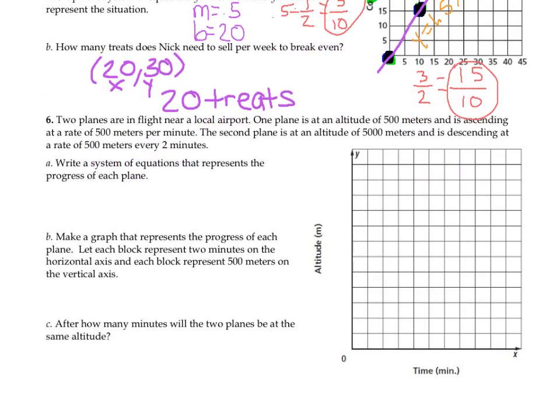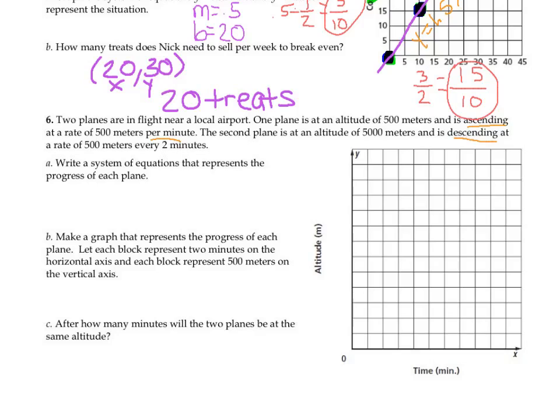Moving on to number 6, it tells us 2 planes are in a flight near a local airport. One plane is at an altitude of 500 meters and is ascending at a rate of 500 meters per minute. The second plane is at an altitude of 5,000 meters and is descending at a rate of 500 meters every 2 minutes. So part A is asking us to write a system of equations that represents the progress of each plane.